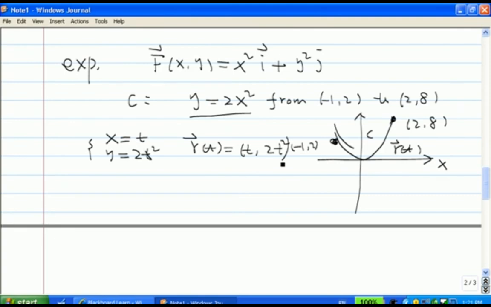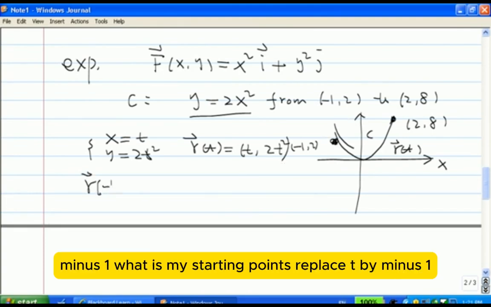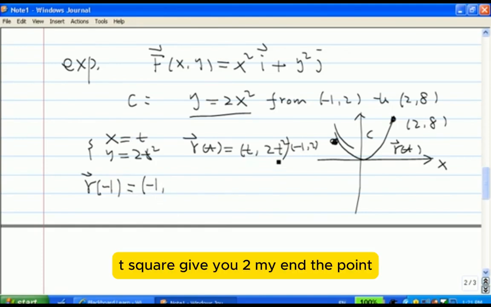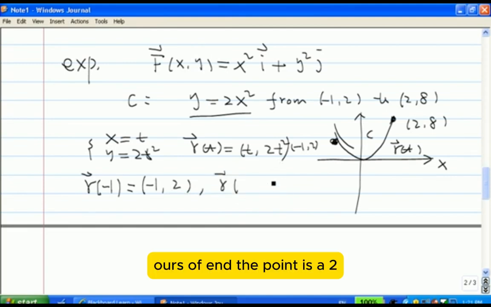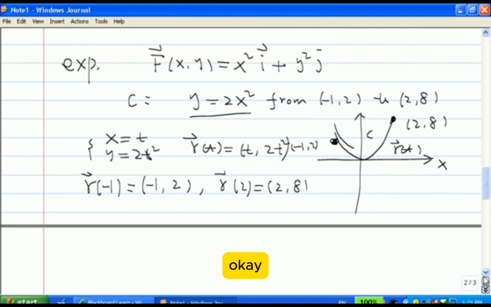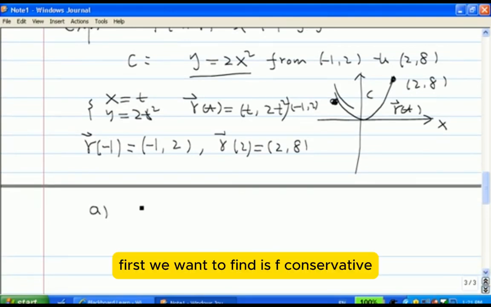Okay. And my r's starting point is, this is x equal to -1, right? What is my starting point? Replace t by -1. 2t squared gives you 2. My end point, r of the end point, is plug in t by 2, you got (2, 8). Okay. Now, we got two questions. First, we want to find, is F conservative?